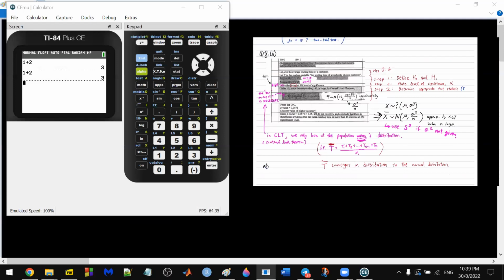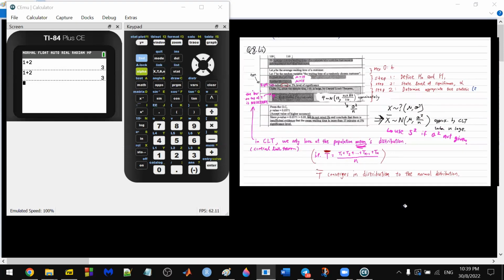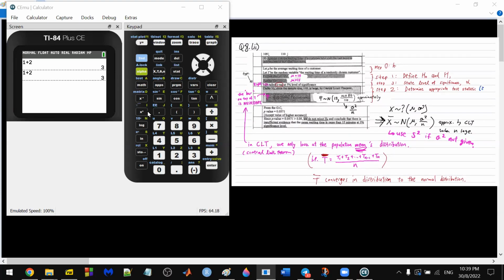Okay, can you see the other GC? Yeah, I need to use this one. I don't know how to squeeze it so that it looks a bit nicer, but you have to accept the screen separated like that. So let's take a look.